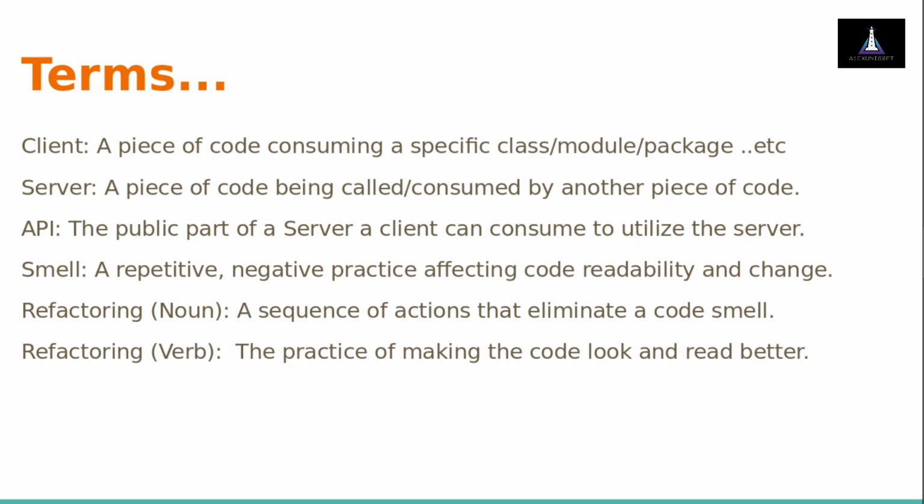So the terms that we're going to talk about today are very simple, and they're actually not so many. It's just those six. The first one is client. What does it mean to say that this piece of code is a client of another code? It's basically a piece of code that consumes a specific class, module, or package.